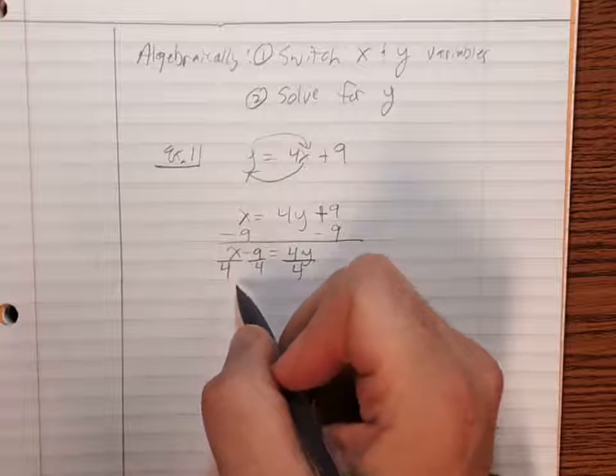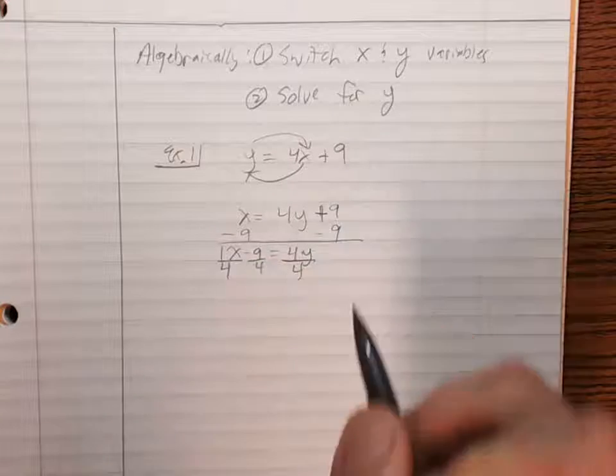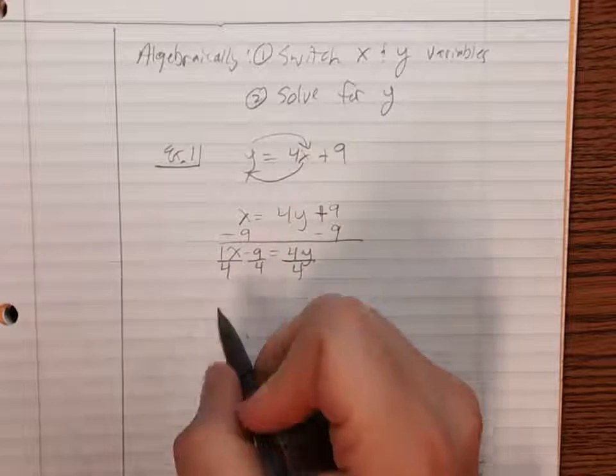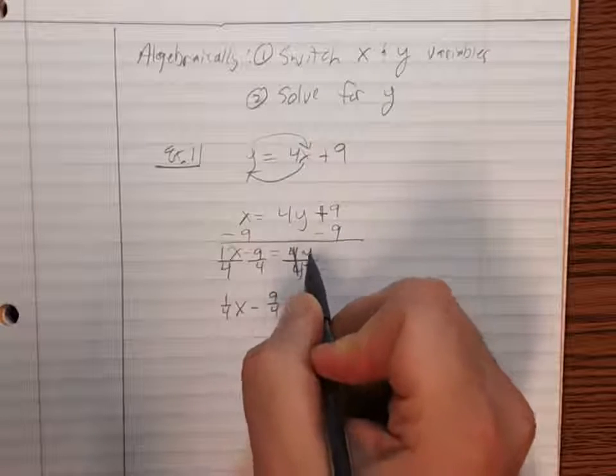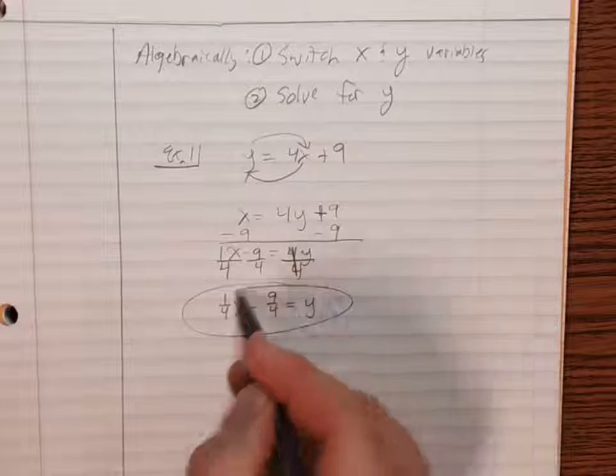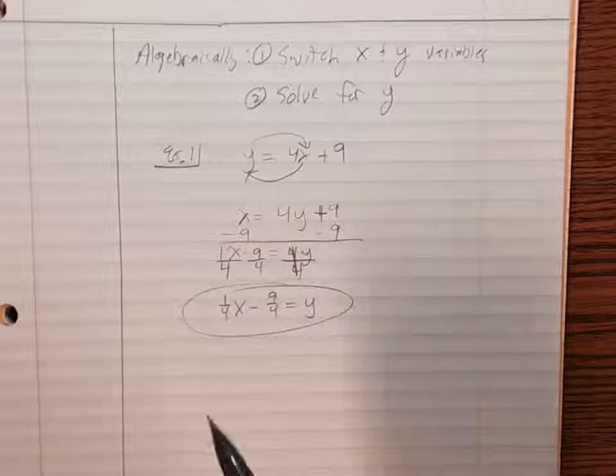I mean, you can leave it as x divided by 4 if you want. I like to put a 1 out there. That's just me. So we get 1 equals y, because 4 divided by 4 is 1, and 1 times y is y. So that would be the inverse function there.